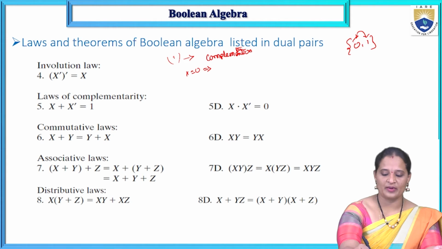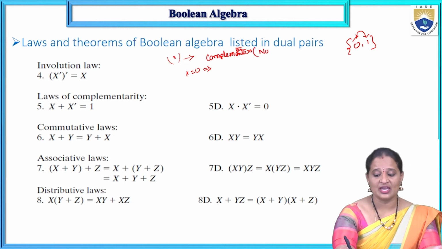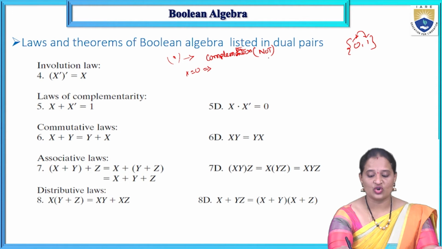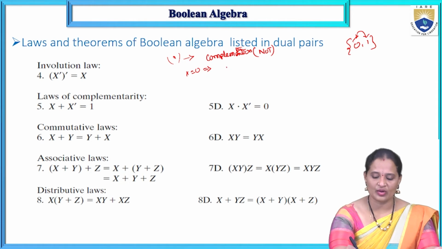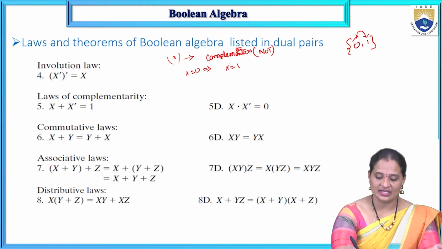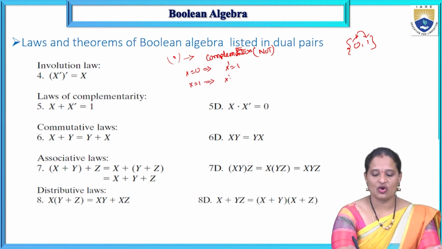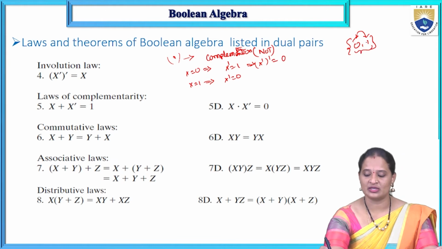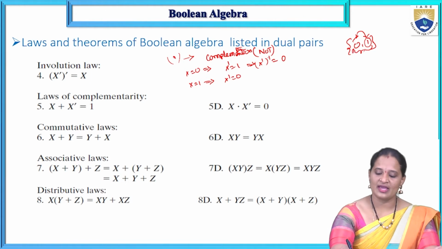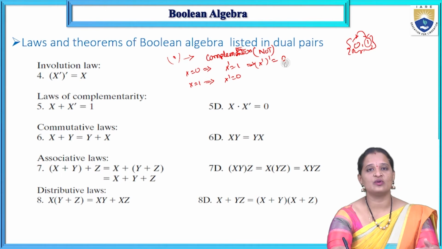Here the complementation operator performs the NOT. So NOT of 0 is obviously 1. So x complement will be equal to 1. If x is equal to 1, then x complement is equal to 0. Taking the complement again, 1 complement becomes 0, because we have only two possibilities. If x is not equal to 1, then it will obviously be equal to 0.